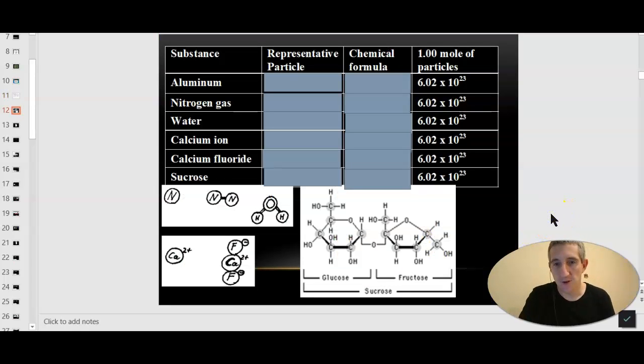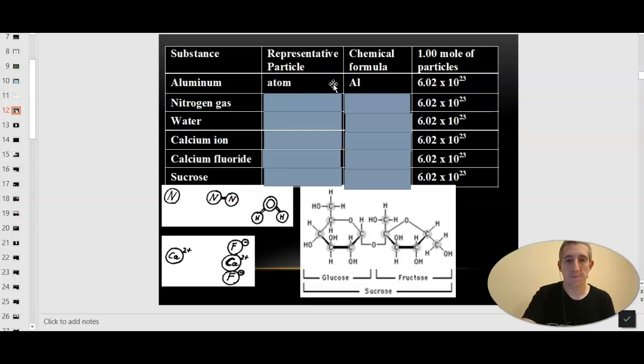So we can practice a few. Here's some pictures. So here is the monatomic nitrogen, diatomic nitrogen. Here's the water, here's the calcium, here's the calcium fluoride, here's some sucrose. So aluminum is just the formula Al. And so that's the smallest bit that still is aluminum, an atom of aluminum.